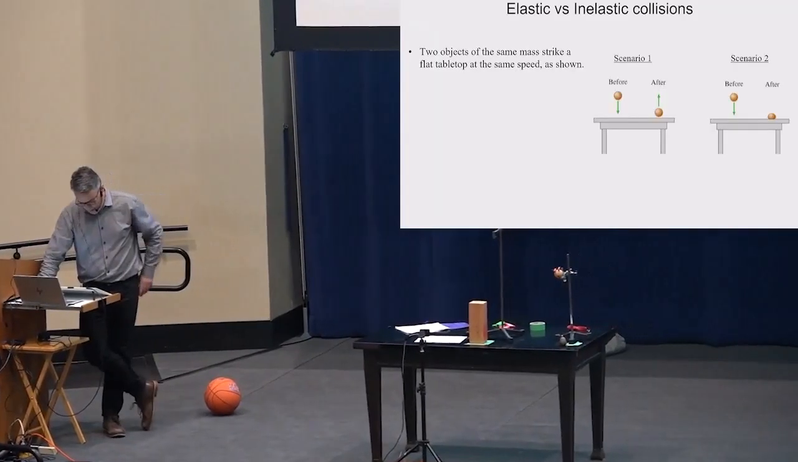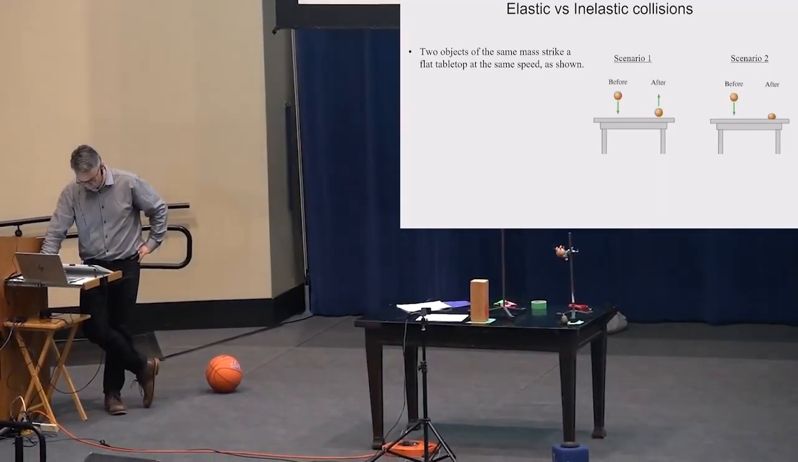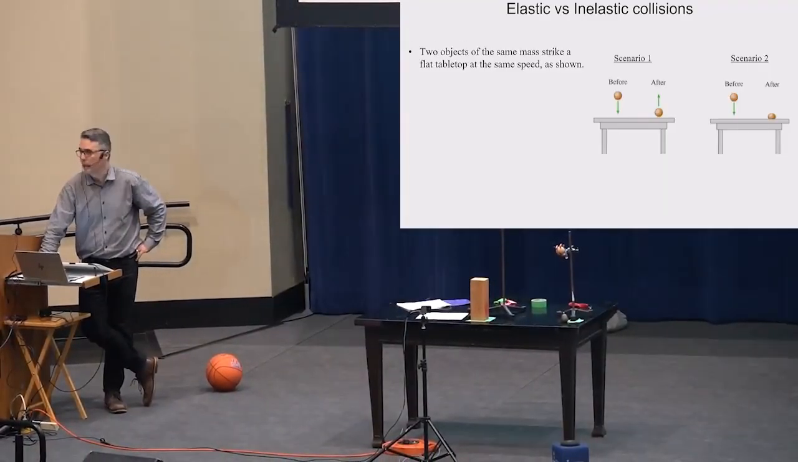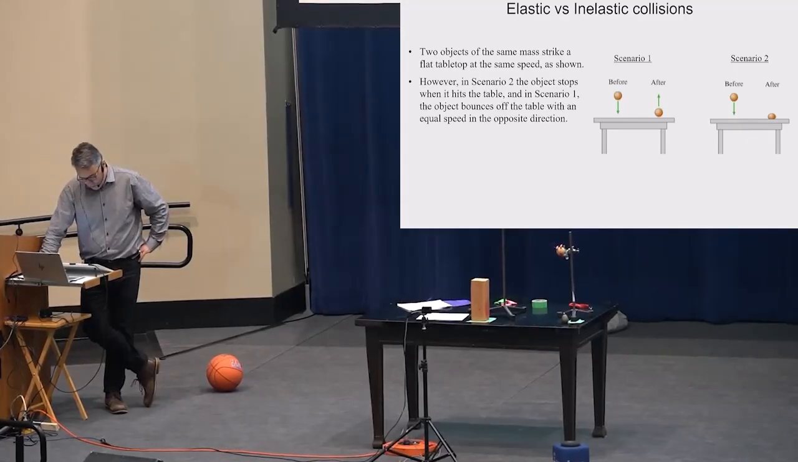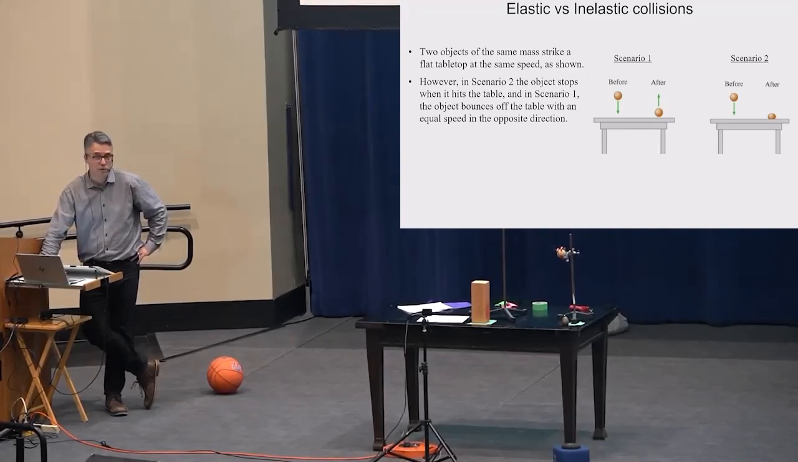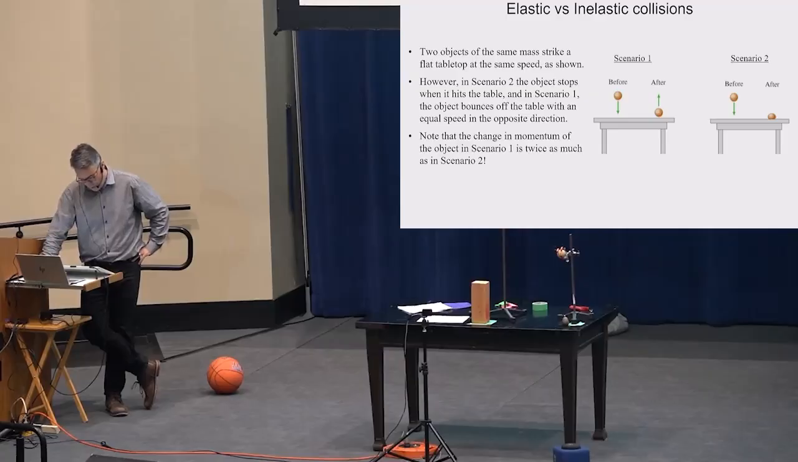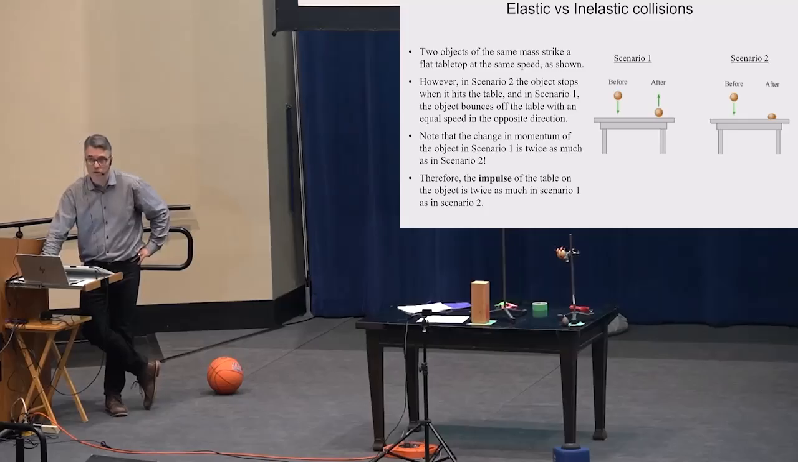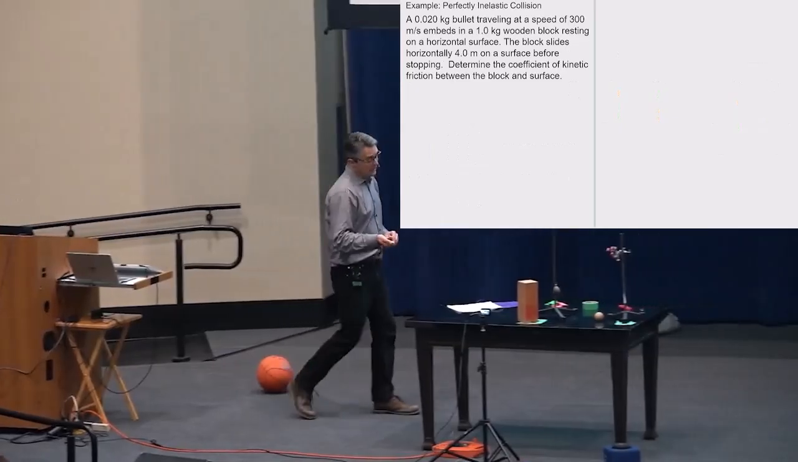Two objects of the same mass strike a flat tabletop at the same speed as shown. So maybe they were dropped from the same initial height from rest. Scenario 2, the object stops, and then scenario 1, the object bounces off the table. So you've got a rubber ball versus a clay ball or something. So the change in momentum from scenario 1 is twice as much as in scenario 2. So the impulse of the table on the object is twice as much.